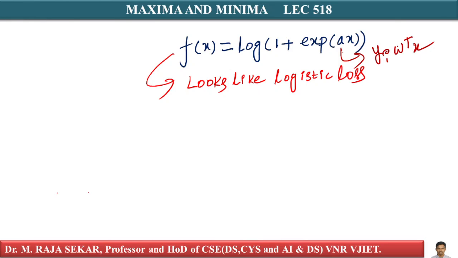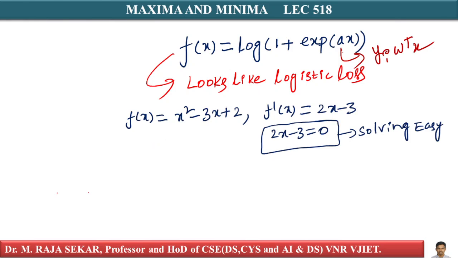Now, if I want to find the minima and maxima of this function f of x: in the earlier case, f of x equal to x square minus 3x by 2, we found it very easily by saying f dash of x equal to x minus 3. We solved 2x minus 3 equal to 0, and by solving this equation we got it very easily. It is not always that easy.